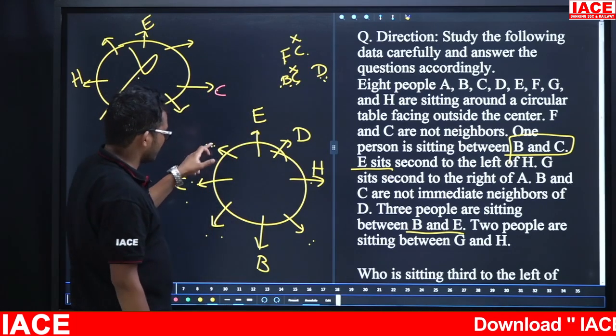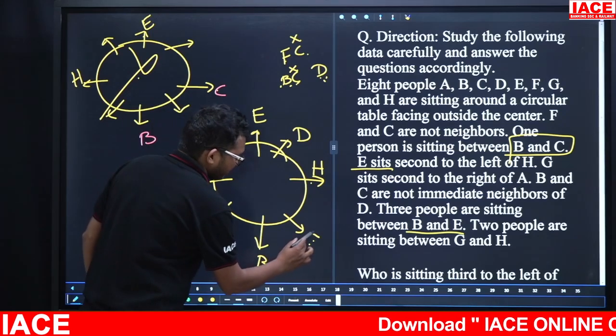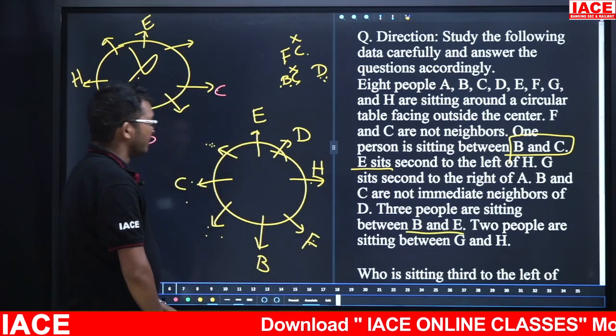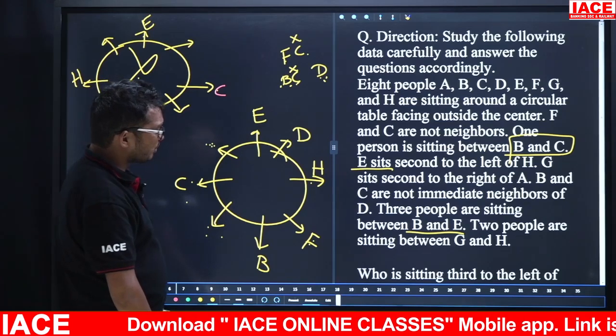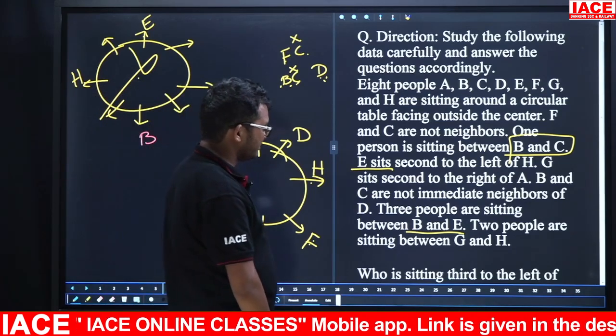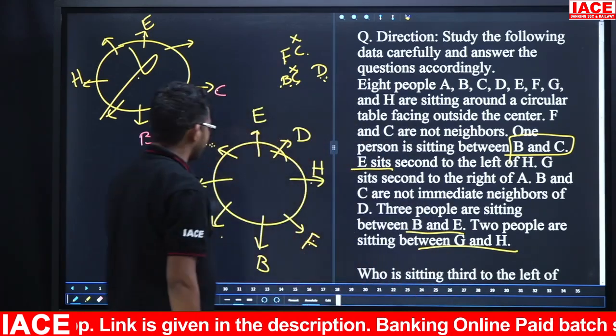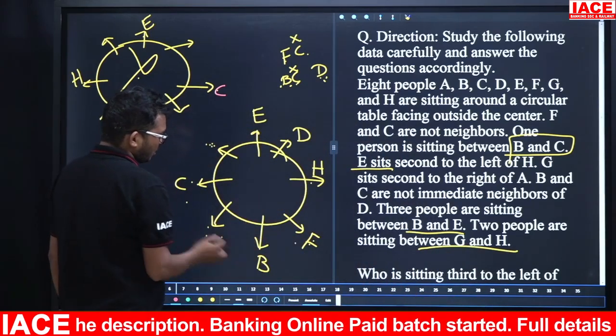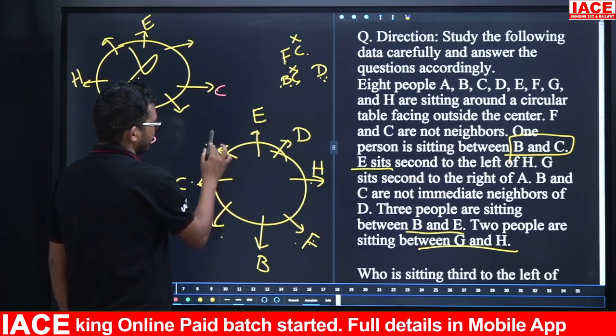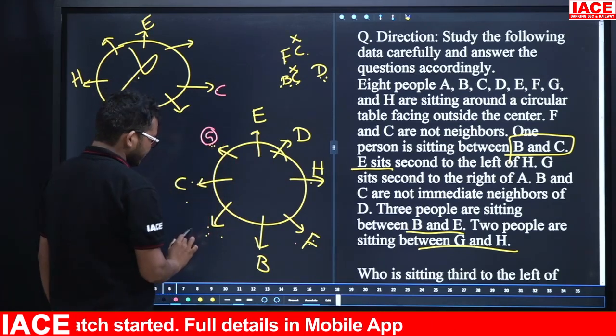For F here no chance, then this is the only possibility for F and A. Next one. After next, the given point is what? Two persons between H and G. Now H and G two persons means H 1 to G chance, otherwise H 1 to G, here also we are having possibility. Here chance, here also we are having possibility.